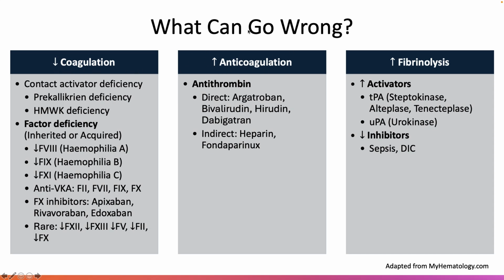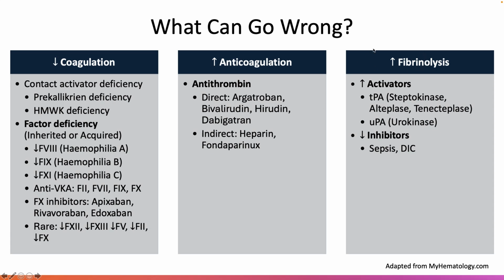And the second possibility is actually an increase in the body's intrinsic anticoagulation activity. So the example will be the direct and indirect antithrombin activation. For the direct one, you're talking about dabigatran or the intravenous forms like argatroban, bivalirudin, or hirudin. The indirect one is heparin and also fondaparinux.